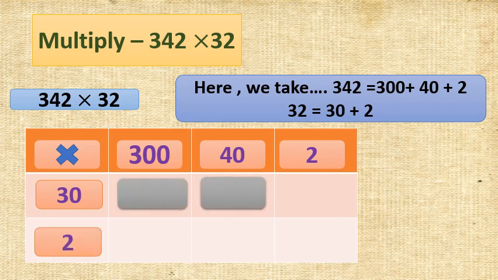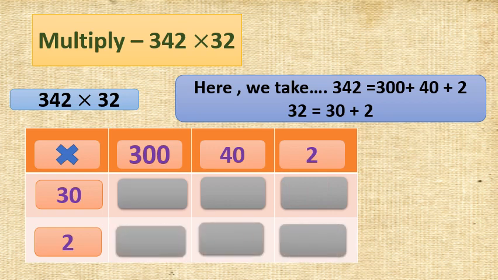Now first we will multiply all these three numbers by 30. Then we will multiply these three numbers by 2, isn't it? Okay, we will start with 30 multiplied by 2. That is 3 2s are 6, means 60, isn't it? Now 30 multiplied by 40, that is 3 4s are 12 and 2 more zeros, that is 1,200. Here 3 3s are 9 and 3 more zeros, that is 9,000, isn't it?